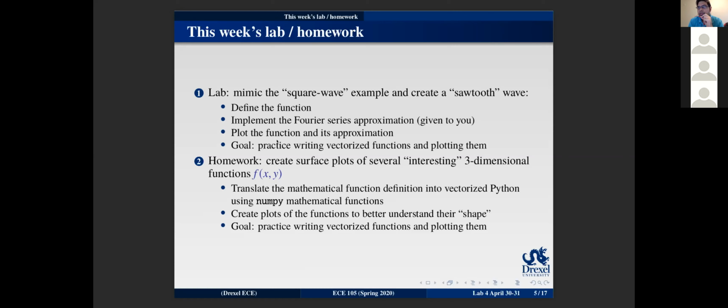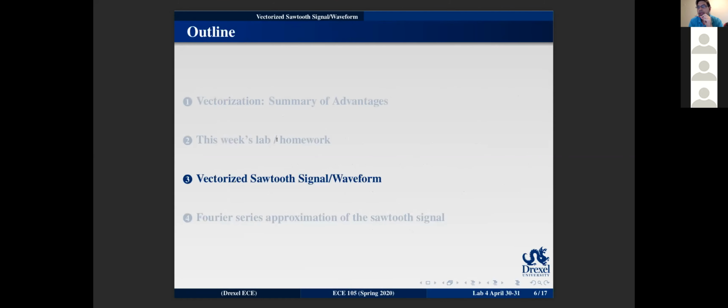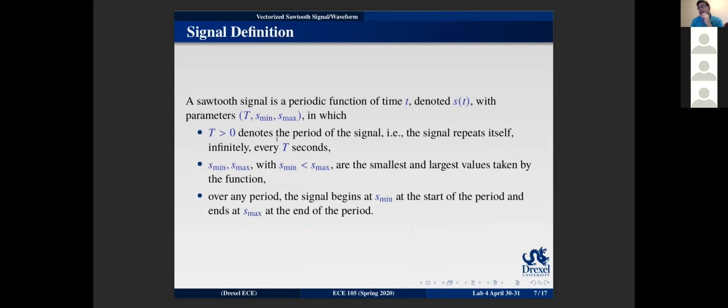So let's move on to the next topic. Okay, vectorized sawtooth signal waveform. So what are sawtooth signals? It's a periodic signal where you're given the period, that's capital T, and you have a minimum value for the amplitude and a maximum value for the amplitude. Capital T is the period of the waveform. S min is the minimum value of the amplitude of the signal. And S max is the maximum value of the amplitude of the signal. It's a no-brainer to assume that the period of a signal has to be greater than 0, right? It can't be less than 0, otherwise you won't have any signal. And it's also obvious that the minimum signal value has to be less than the maximum signal value.